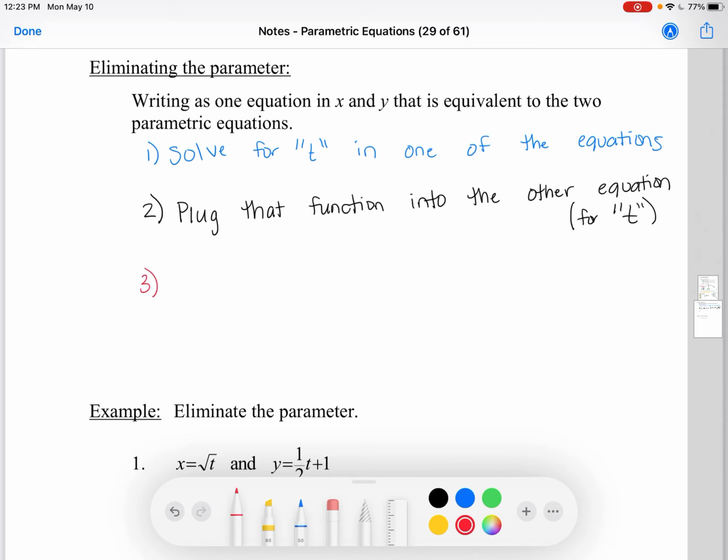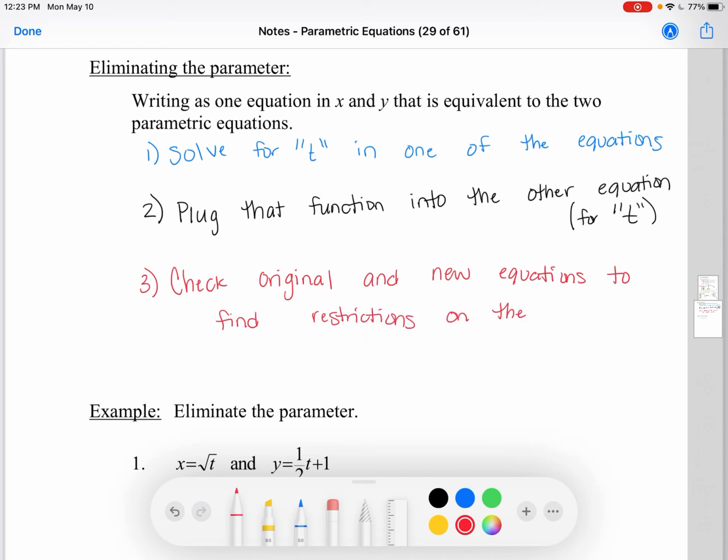Followed by step 3, as soon as we plug it into the other equation, we will have eliminated our t, our parameter. Then we want to then check the original and new equations to find restrictions on the domain.